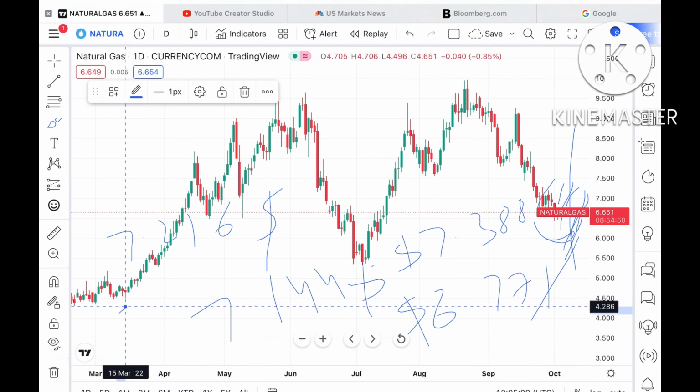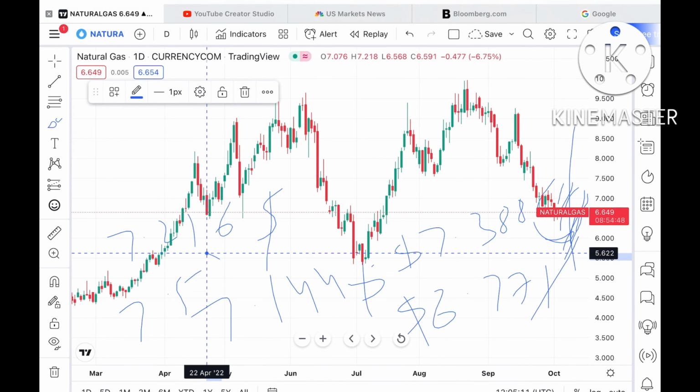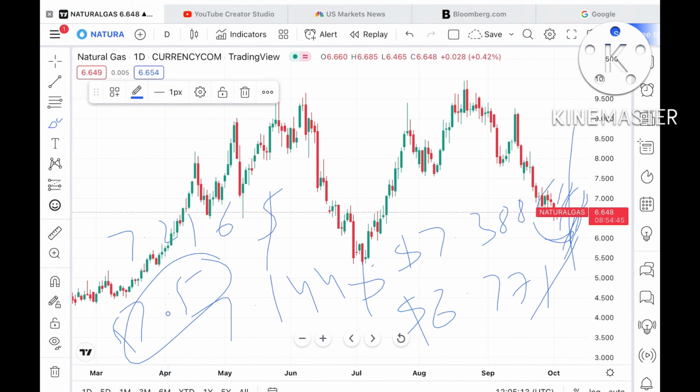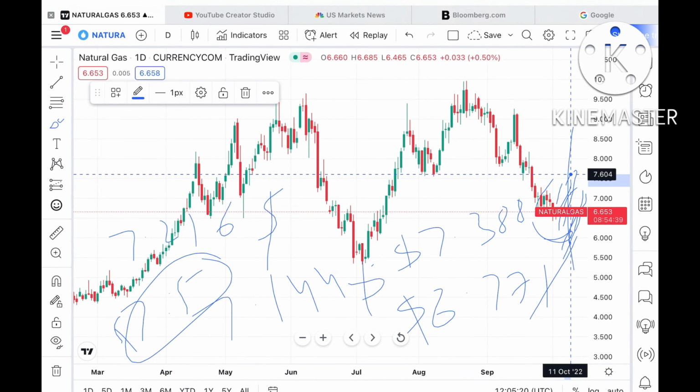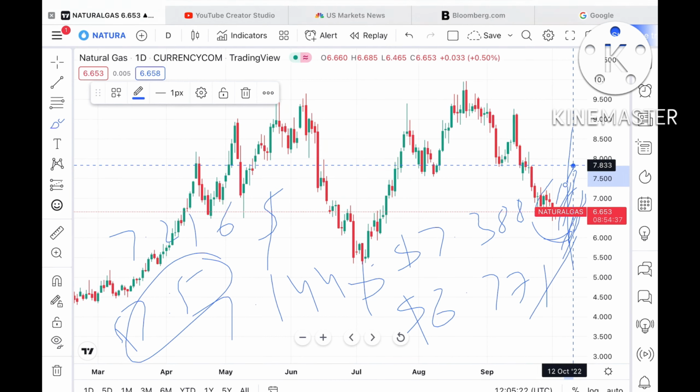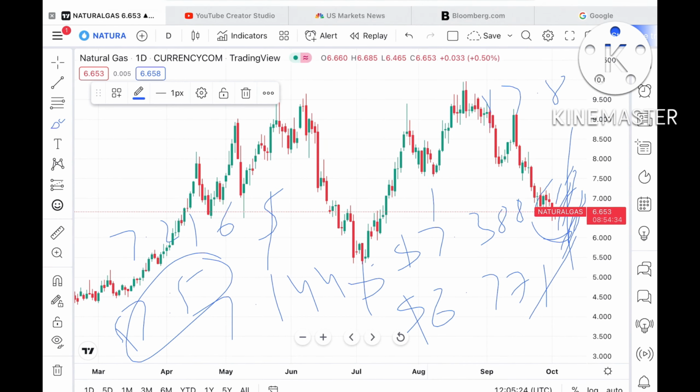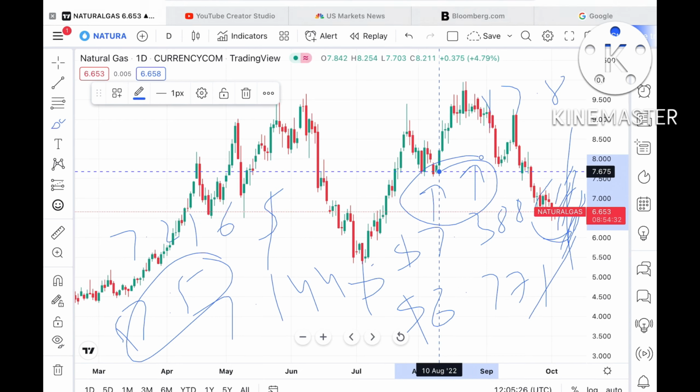$7.5. Once the price goes above 7.5 and sustains this level, the probability of moving towards 7.7 is very high, and it can go further upside towards $7.8, and from there further upside. So you have to keep this in mind.